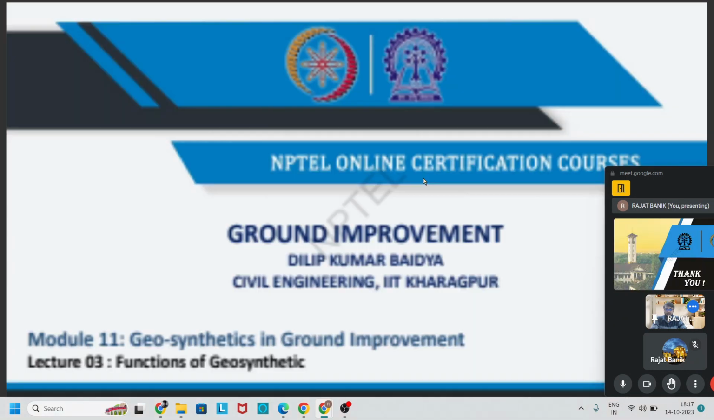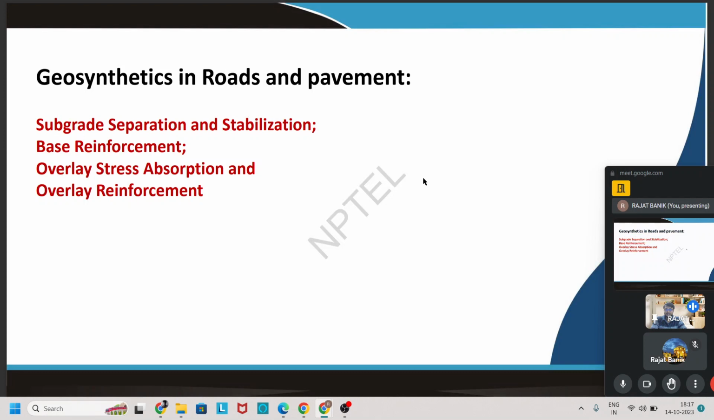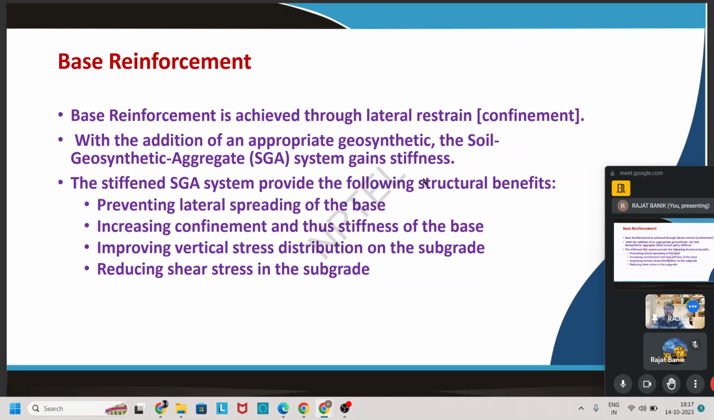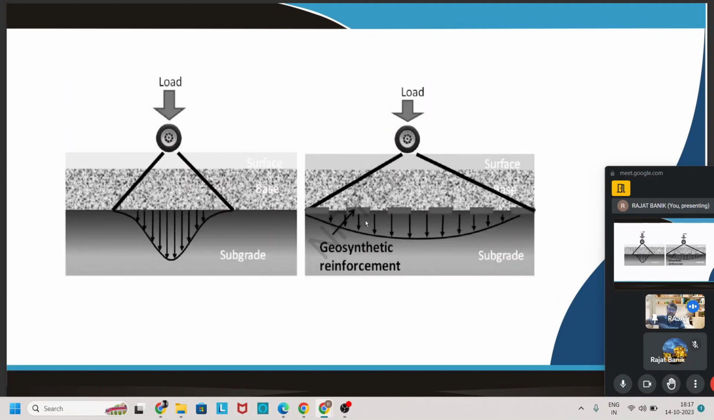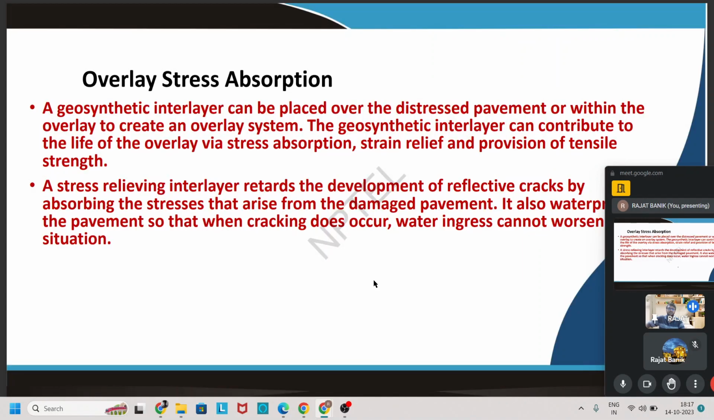Then we discuss the other application, reinforced base reinforcement. We reinforce the soil with the geosynthetic material for proper load distribution, and we reduce the stress concentrated over one point so that it is distributed over a larger area, which reduces the probability of damage, cracking, and water ingress.